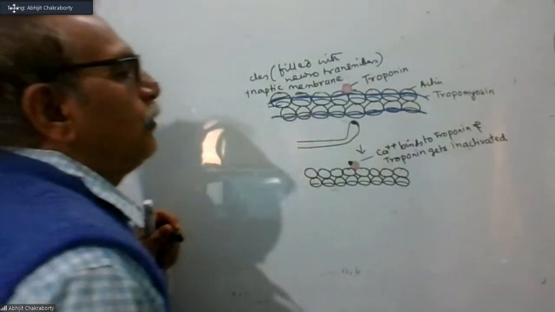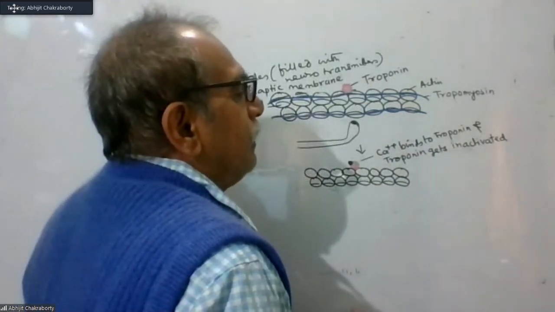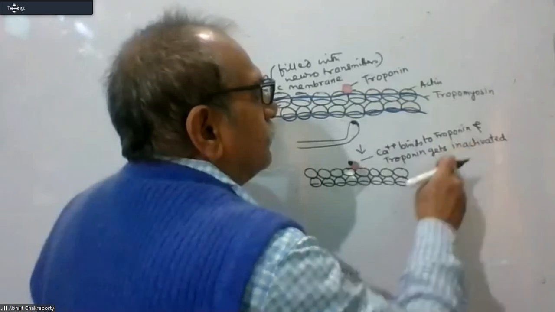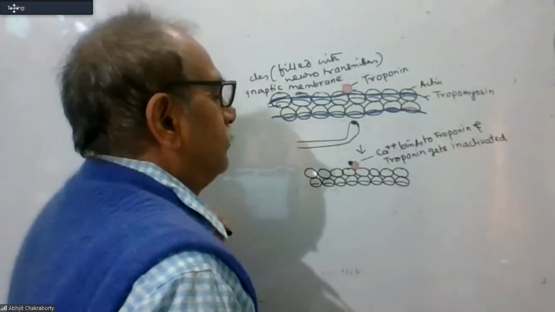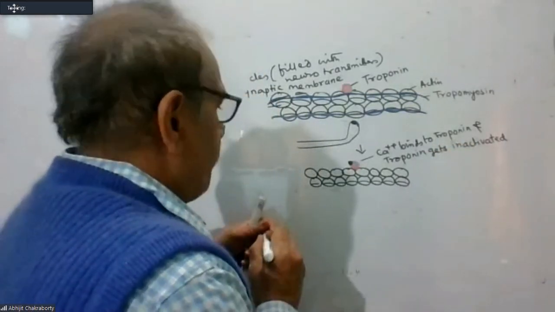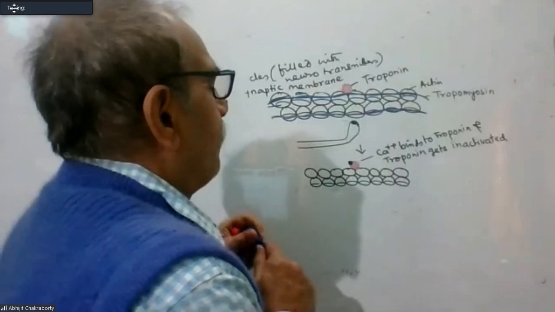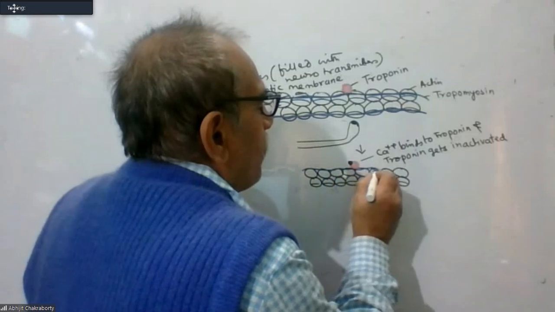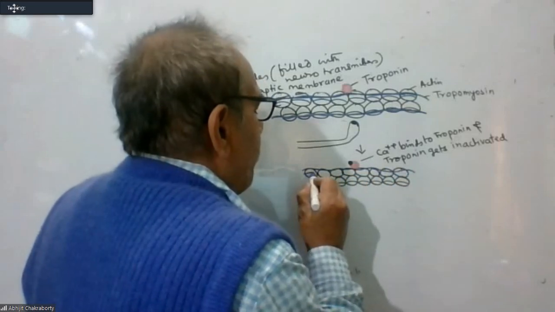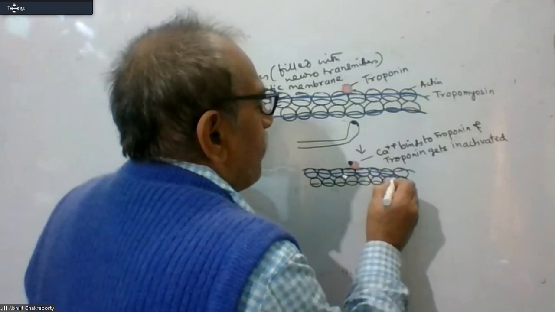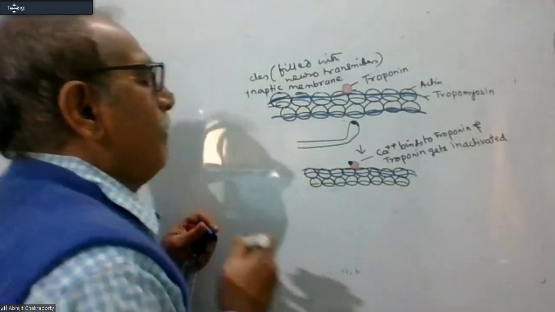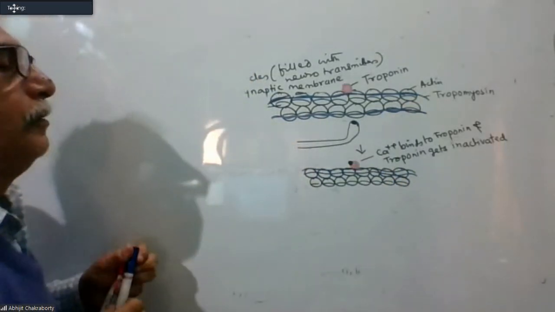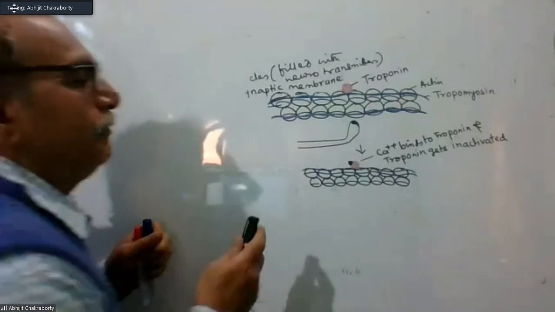Calcium ion binds to troponin and troponin gets inactivated. Tropomyosin sheet moves away.